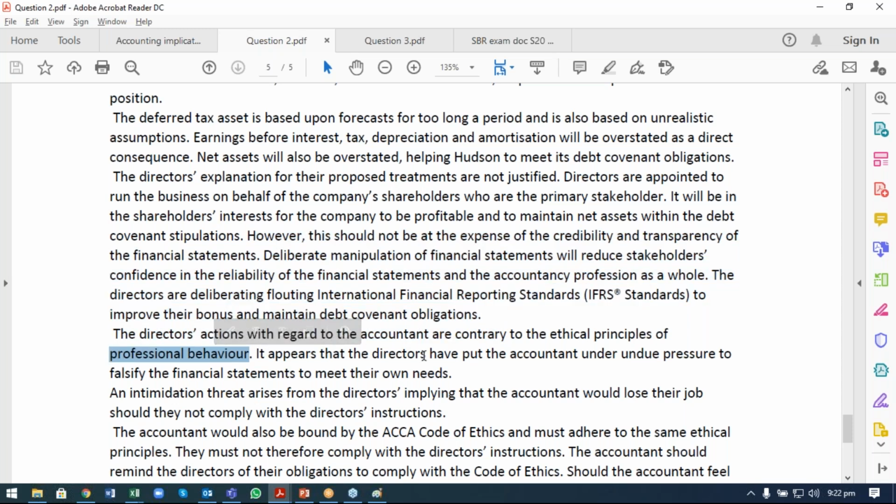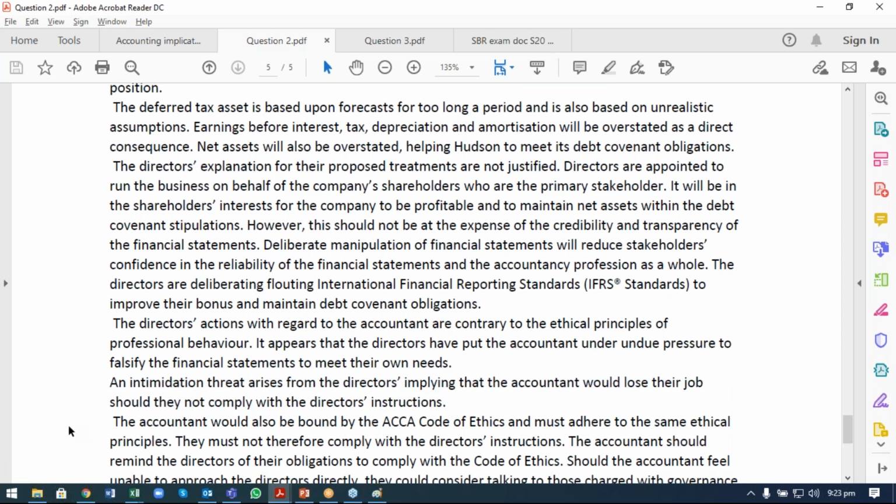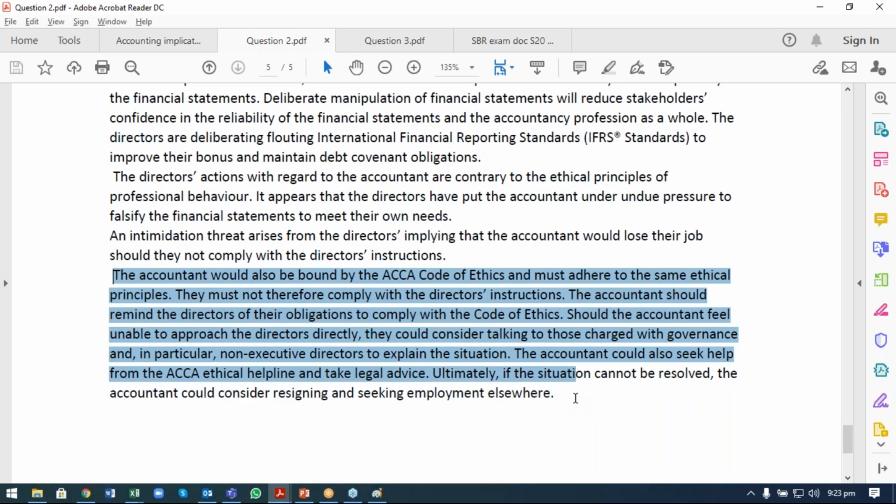It appears that the directors have put the accountant under undue pressure to falsify the financial statements to meet their own needs. And that pressure was an intimidation threat arising from the directors, implying that the accountants would lose their job should they not comply with the directors' instructions, right? And this is how you can avoid the ethical issues. That's the paragraph that's really important.